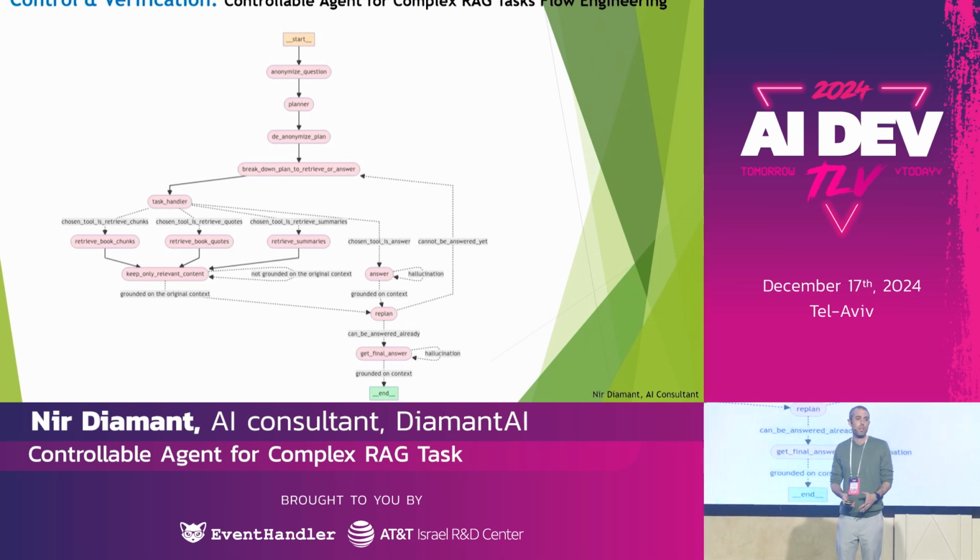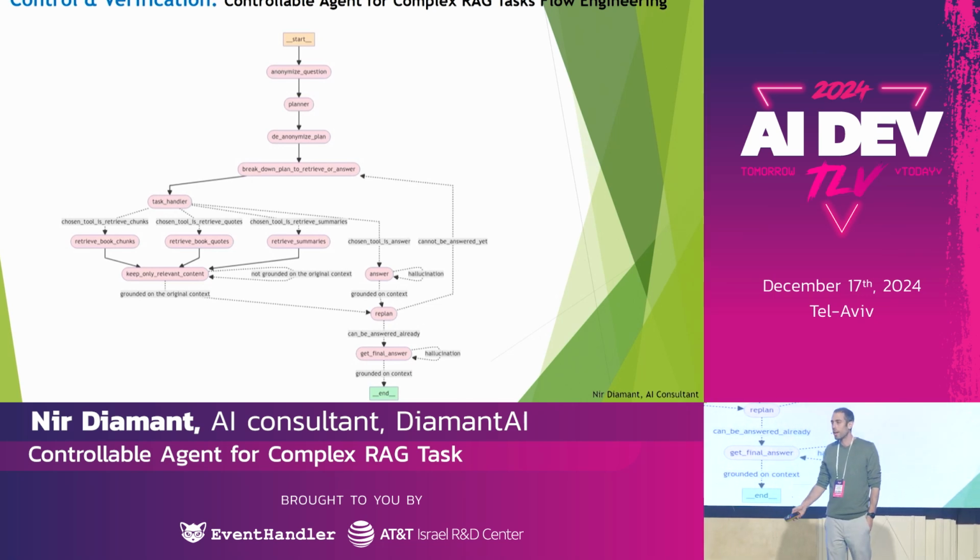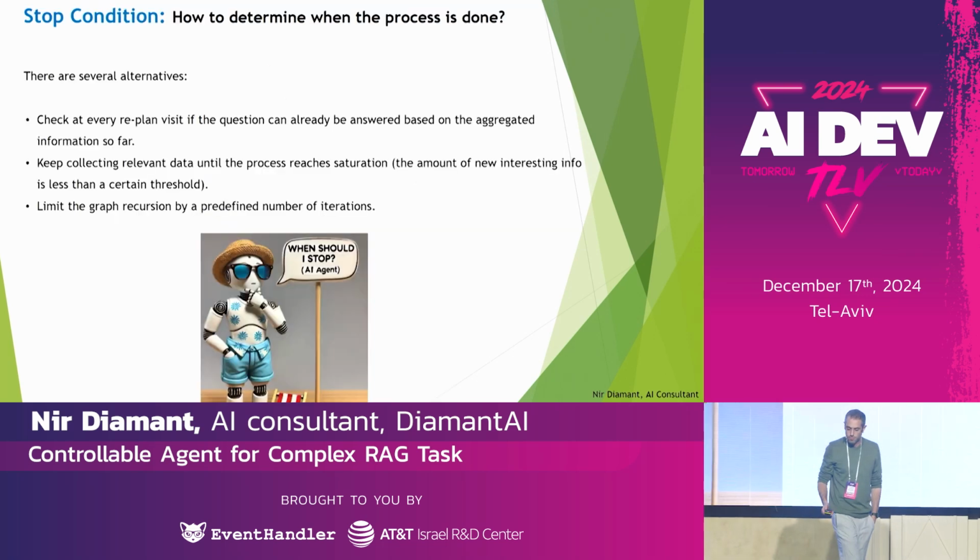The replan is thinking, all right, we have all the information gathered so far, and we know what the past steps are that we've done so far. All right, can we answer the question? If the answer is no, we build a new plan from this point, and we go for another iteration. If we're good to go, we say, all right, give us the final answer. Again, we want to verify it's not hallucination, and we're done.